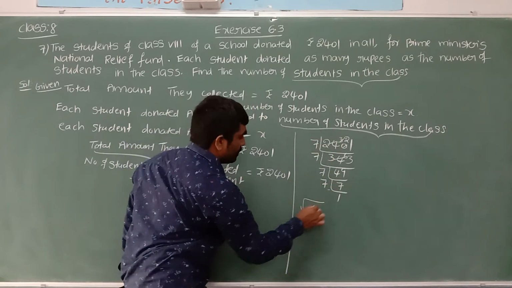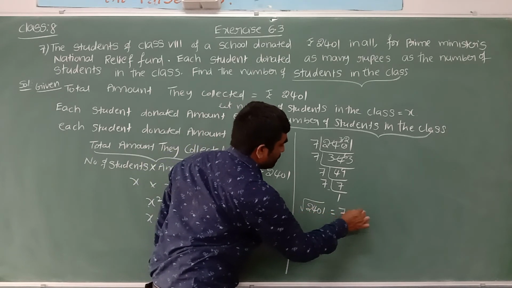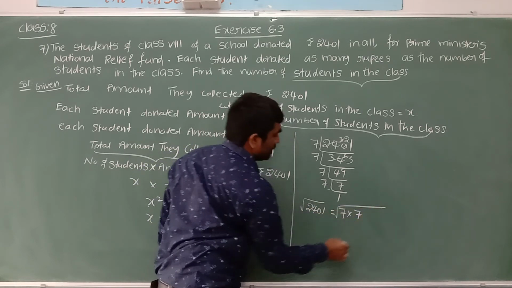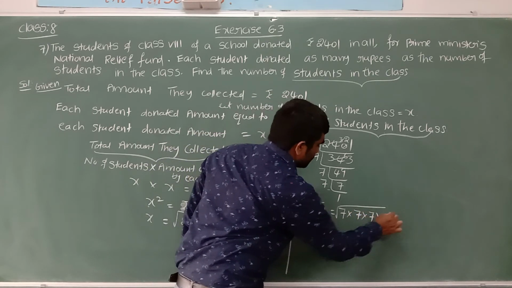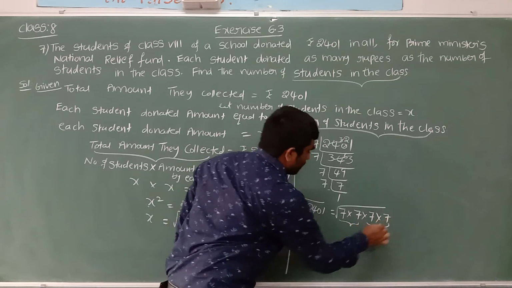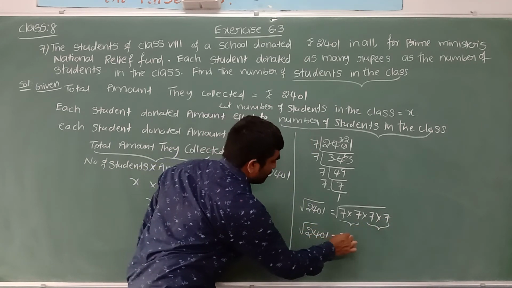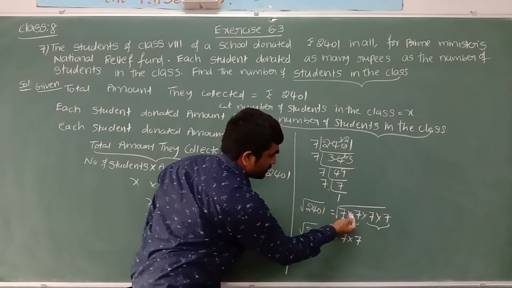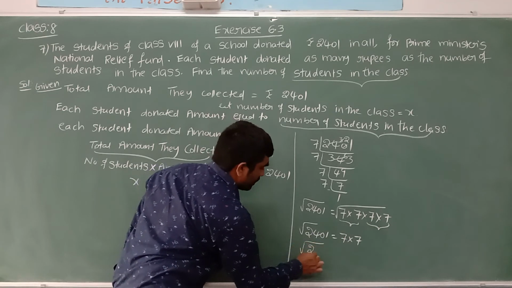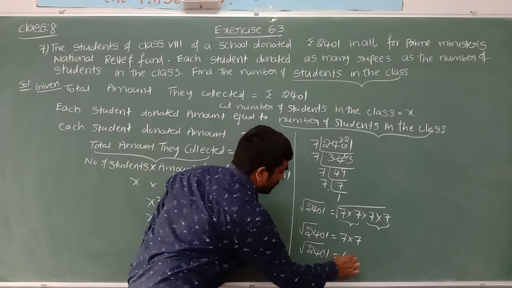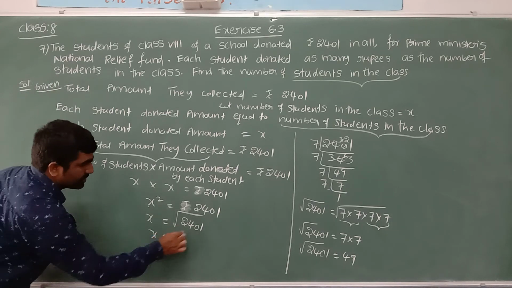Now the square root of 2,401 we can write as the square root of 7 into 7 into 7 into 7. For every pair of numbers, one we can take outside. So the square root of 2,401 is equal to 7 into 7, from this pair one number, from this pair one number. So the square root of 2,401 is equal to how much, beta? 49. So x is equal to 49.